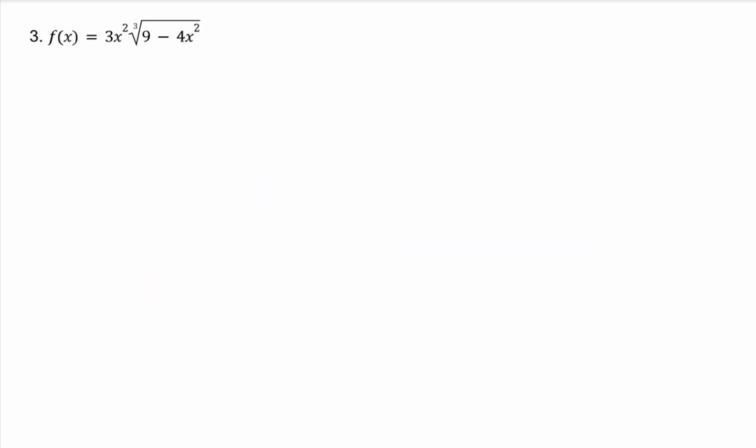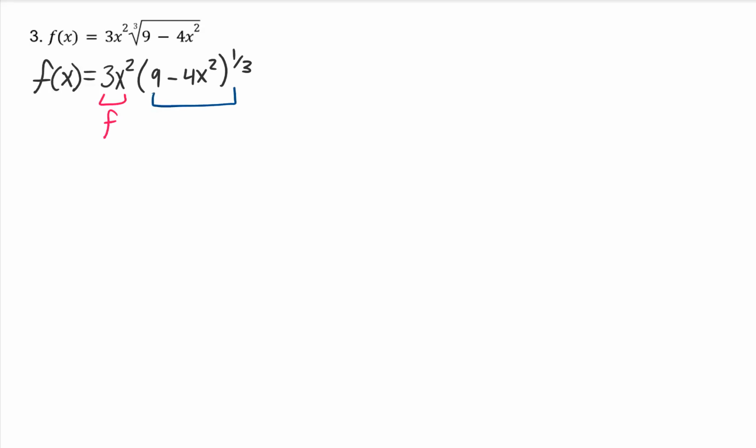For number 3, we have several things going on here. I see that I can rewrite this radical as 9 minus 4x squared to the 1/3. That's going to require general power rule. But what about this 3x squared in front? If it were just a 3, I could use the scalar multiple rule. But there's an x in here, which requires me to use the product rule. We'll begin with the product rule.